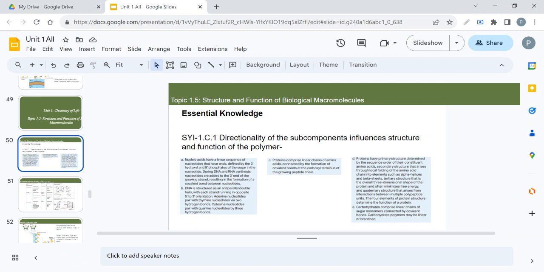But what this is saying is that the directionality of the subcomponents will influence the structure and function of the polymer. Guys, it's nothing different we've been talking about, right? The order in which things are presented within our molecules will determine what its properties will be. If I have a set of instructions that tells you how to make a peanut butter and jelly sandwich, you'd imagine it'd be get the bread, then get your peanut butter smeared on one side, get another piece of bread, do the jelly, right? And you make a sandwich.